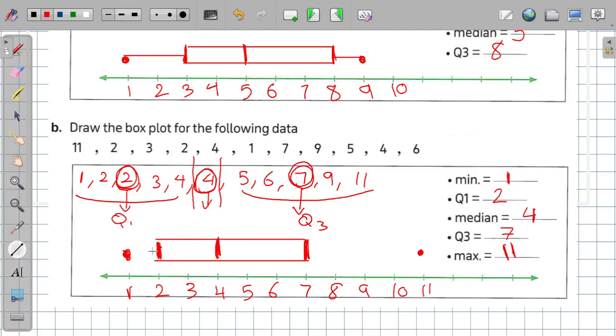Okay. And we have the two lines between the minimum, the maximum, and the box. So we have the box plot right here.